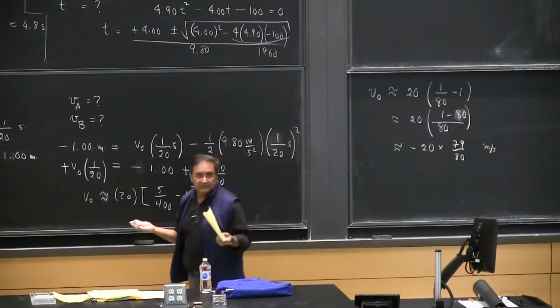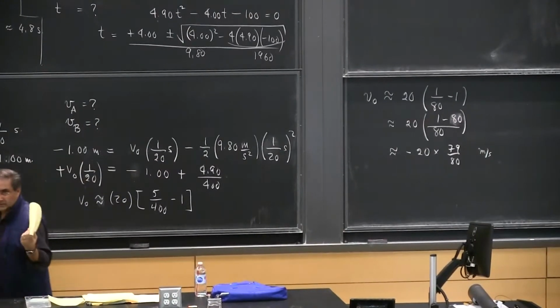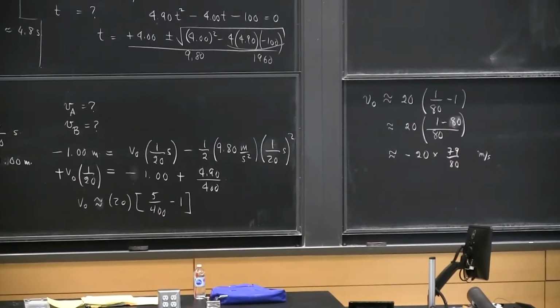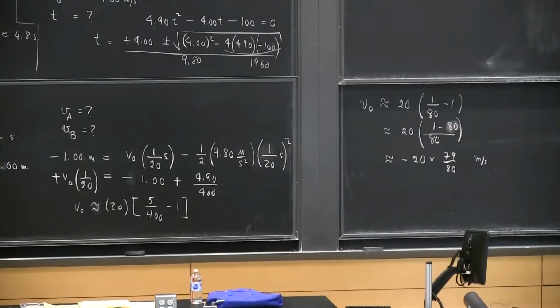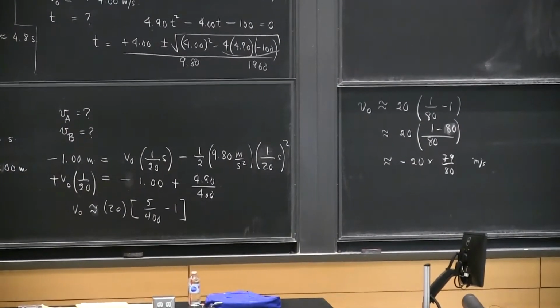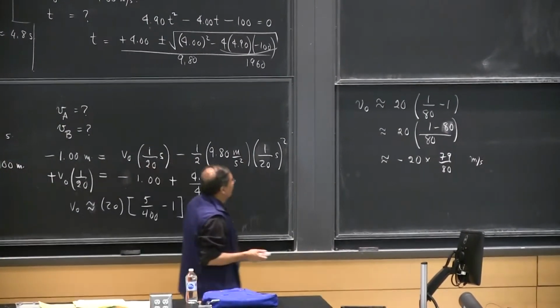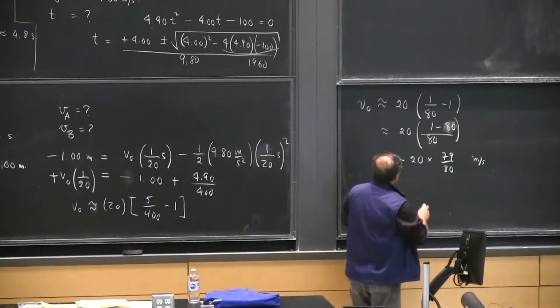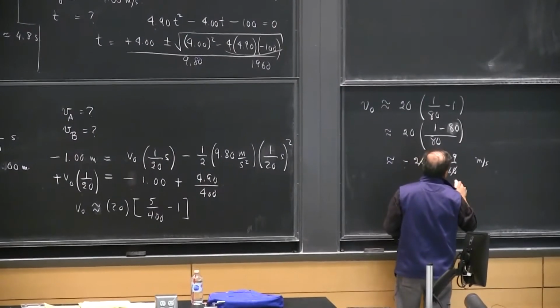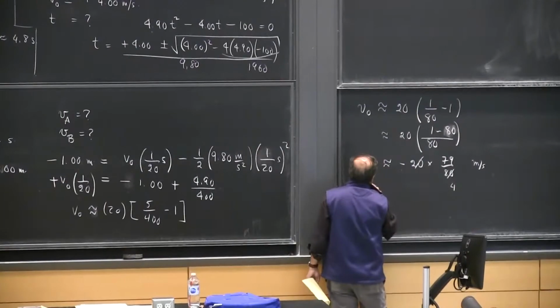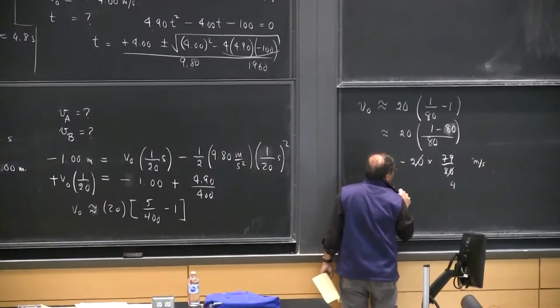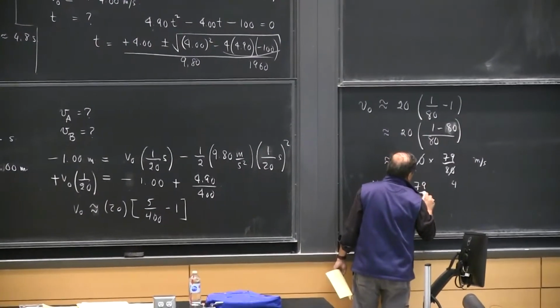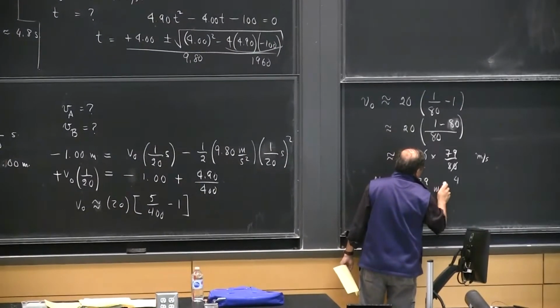5 over 400, 5 times 8 is 40. So I just made 5 over 400 into 1 over 80. So 1 over 80 minus 1 is minus 79 by 80. I pull the minus out. So here I can do some cancellation. This will be 4. So therefore, V0 I'll get is going to be minus 79 by 4 meters per second.